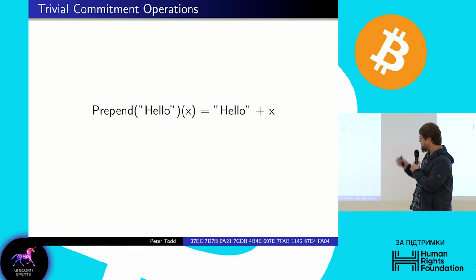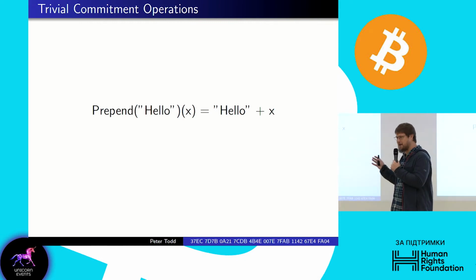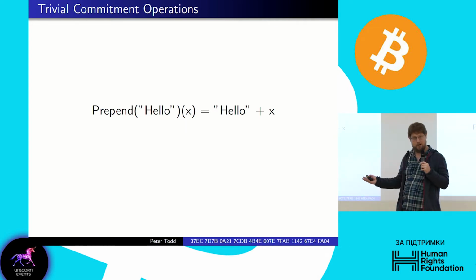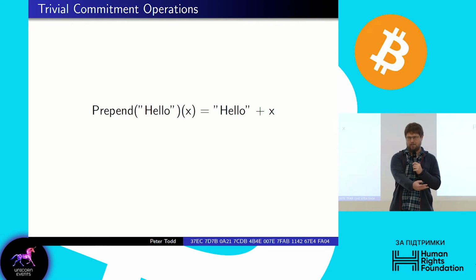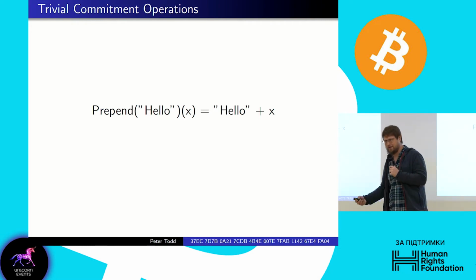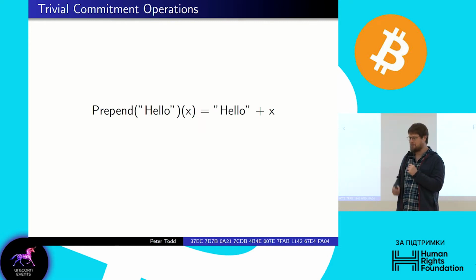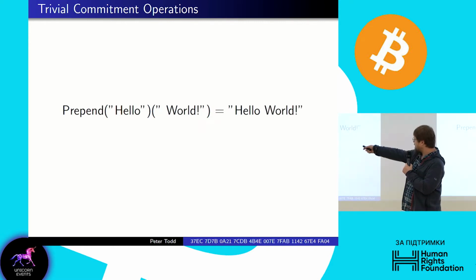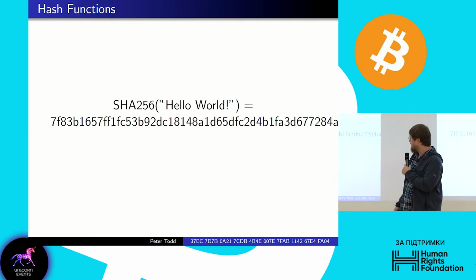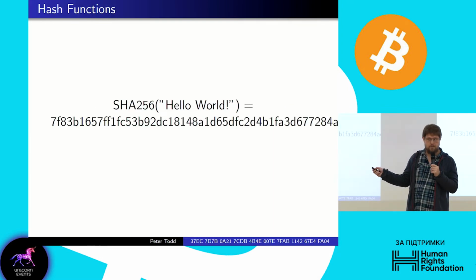What if we have an operation that simply prepends a fixed string to another string, right? That's a commitment operation because the first message was repeated in the second message. Sounds kind of stupid, but it's a building block, right? It's an example of that math. And if you run this with like hello and world, you get hello world. But the more interesting thing is that hash functions are also commitment operations.